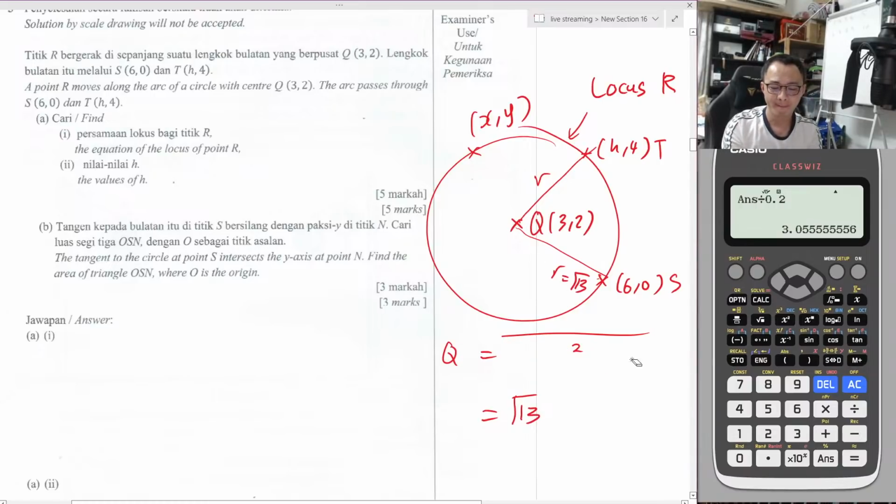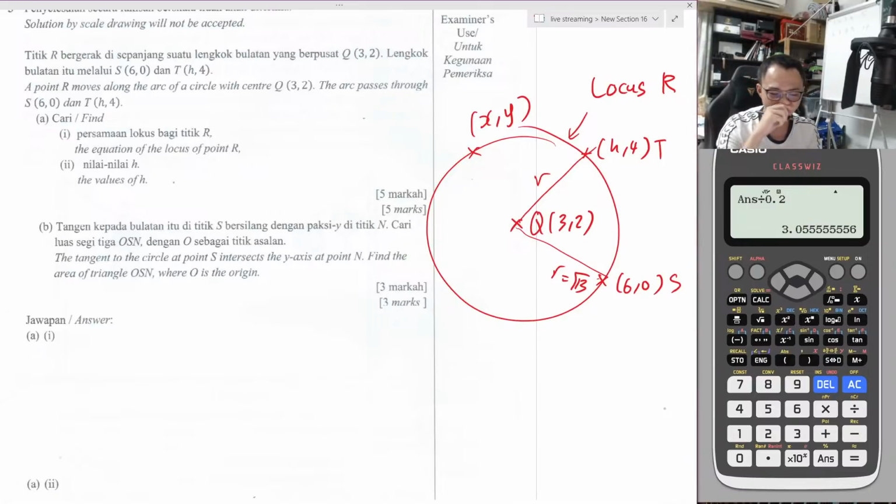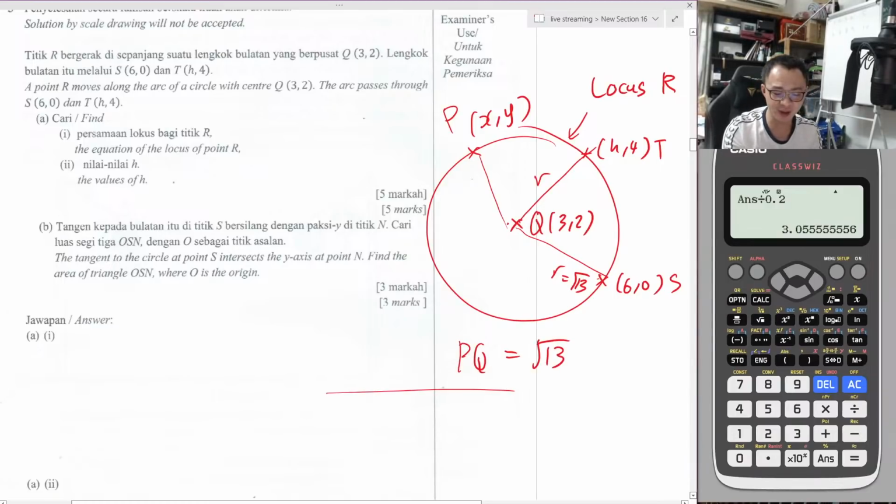Okay, so therefore I know they must be always the same distance, right? So therefore, this one I call it some P coordinate, it doesn't matter. So let's say I call this one P. I know P to Q must be always the same distance, right? So can I say P to Q must be always square root 13? Then, if you understand this one, I will just do the distance for PQ. So it will be (x minus 3) squared plus (y minus 2) squared equals square root 13. Square root and square I cancel out.